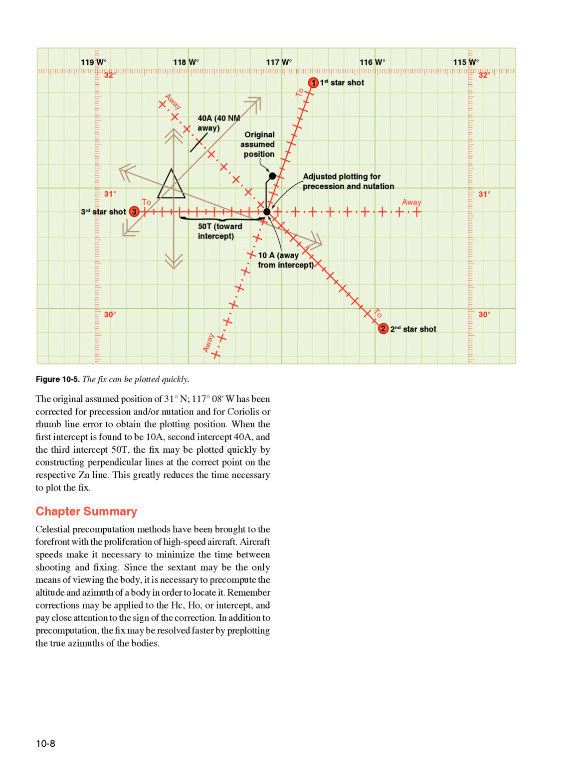Chapter Summary: Celestial precomputation methods have been brought to the forefront with the proliferation of high-speed aircraft. Aircraft speeds make it necessary to minimize the time between shooting and fixing. Since the sextant may be the only means of viewing the body, it is necessary to precompute the altitude and azimuth of a body in order to locate it. Remember, corrections may be applied to the HC/Ho or intercept, and pay close attention to the sign of the correction. In addition to precomputation, the fix may be resolved faster by pre-plotting the true azimuths of the bodies.